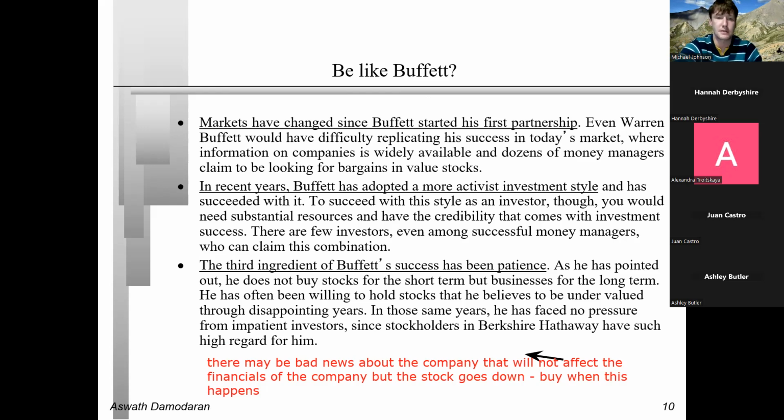You can make a lot of profits through just buying a whole company and retooling it. And that's what he does also. And then Buffett's success has been patience. So he does not buy stocks for the short term, but businesses for the long term. So he holds stocks through bad years and is just patient. So he doesn't sell them, he just holds them. So that's key. So just don't sell your stock.